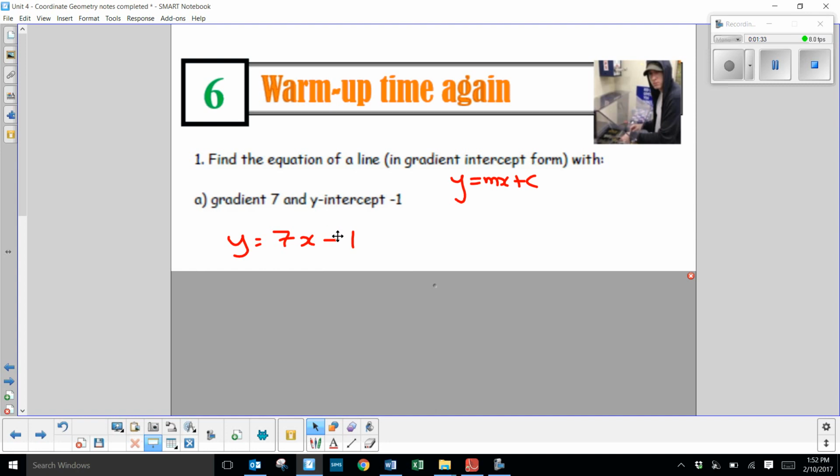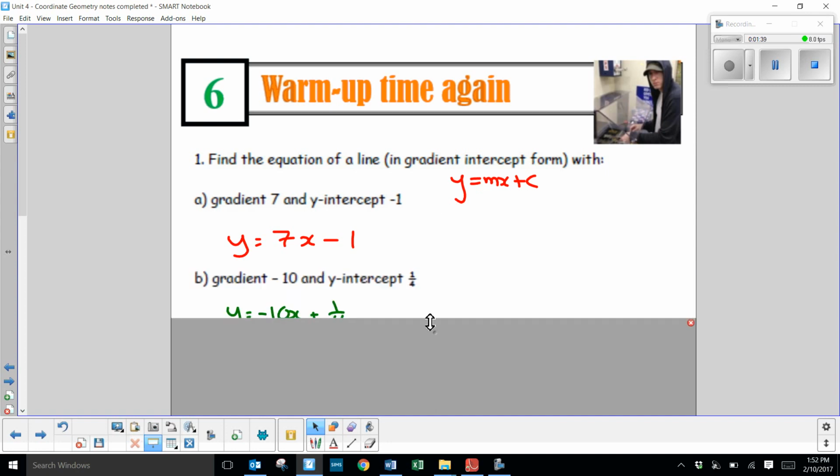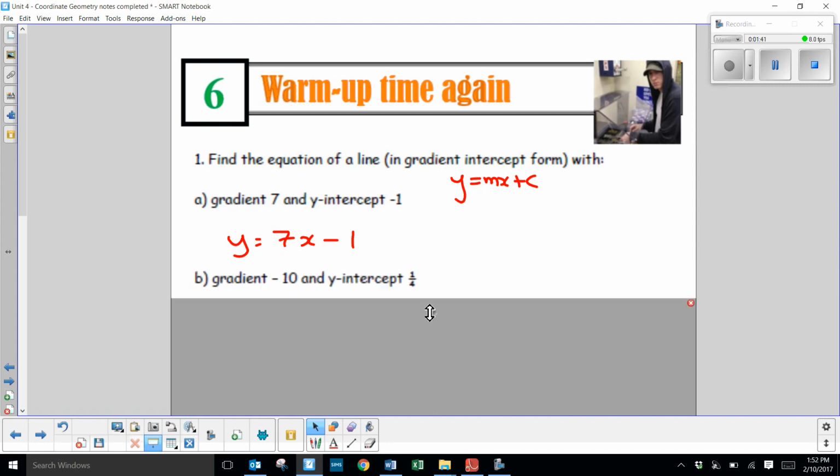Next one, a gradient of -10 and a y-intercept of 1/4. Again, just substitute it in. M is -10 and the y-intercept is 1/4. So think what it would be. Feel free to write it down and try it yourself first. Y equals -10x plus 1/4 is what you would get.